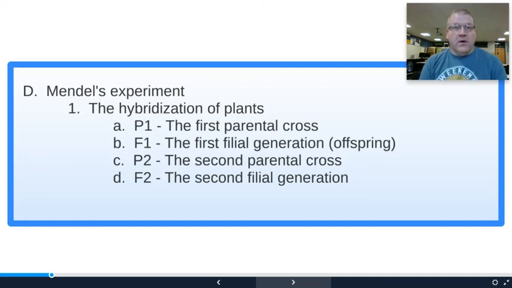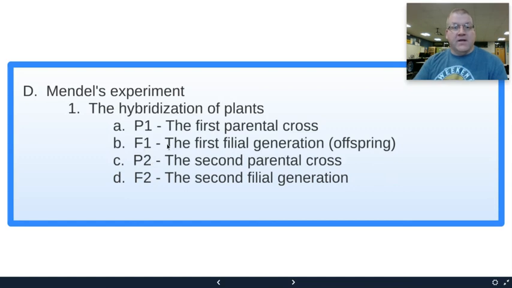Several European languages refer to offspring as filial in some way, shape, or form. In French, on doit dire fils. Fils means son in French. So the word filial here implies sons or offspring. So P1, the first parental cross, F1, the first set of offspring.